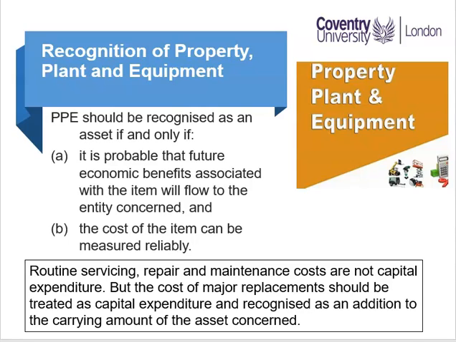Routine servicing, repair, and maintenance costs are not capital expenditure. So, for example, the cost of repair, renewal should be expensed and not added to the cost of the asset. But the cost of major replacements should be treated as capital expenditure and recognized as an addition to the carrying amount of the asset concerned.